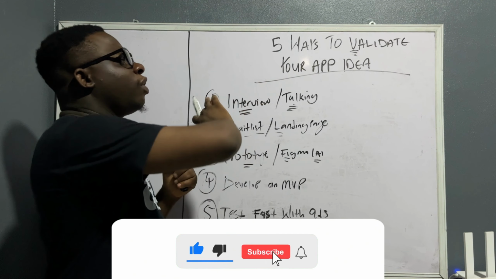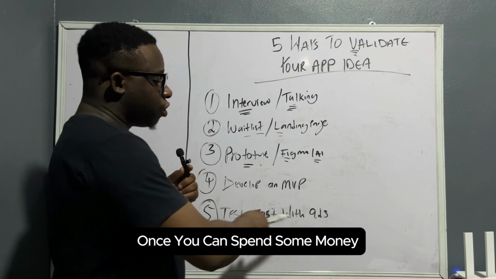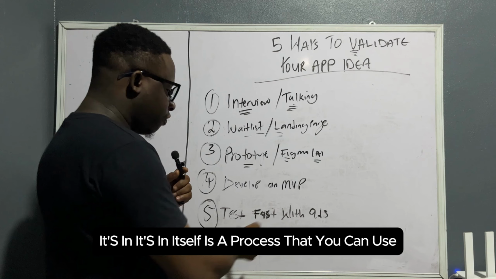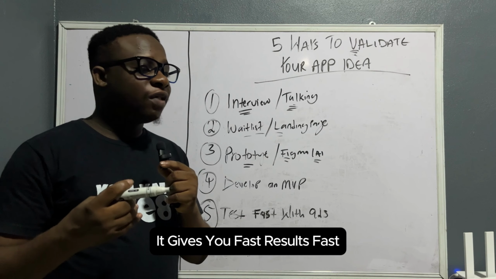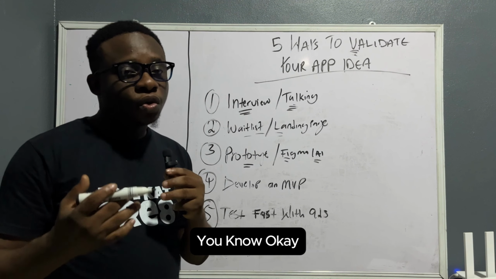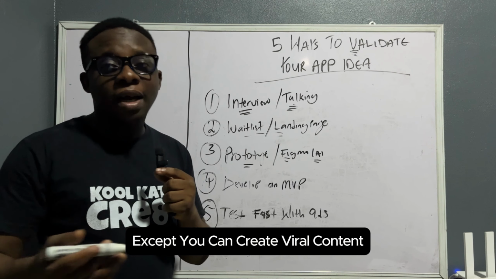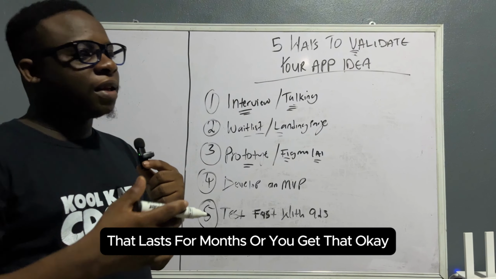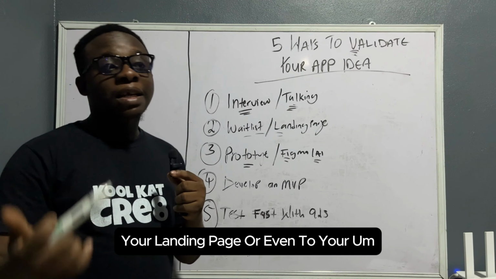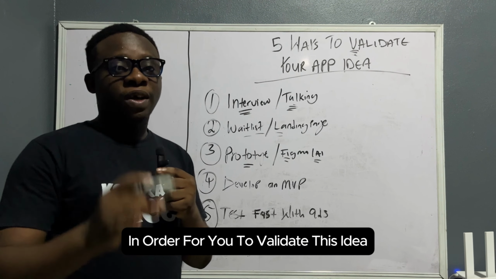Number five, test fast with ads. Yes, it's more like a process. One of the fastest ways to validate your idea is testing with ads. Once you spend some money to send people to a particular landing page or somewhere, it gives you fast results, in less than one week, or let's say one month: okay, this idea is not it. Because creating content takes time, except you can create viral content that blows up in less than a month. But if you can't do that, you can run ads to your landing page, or even to your developed product, in order to validate this idea.